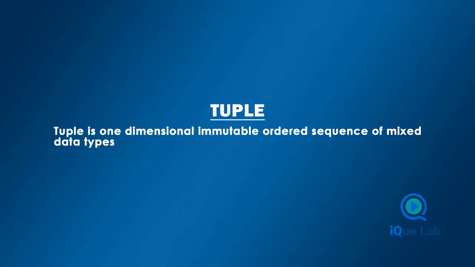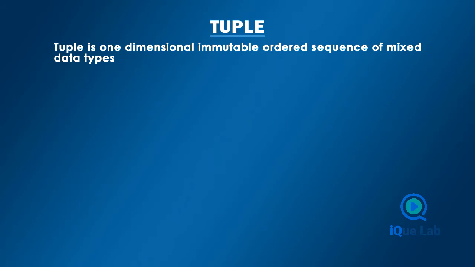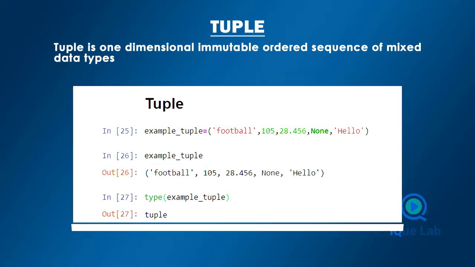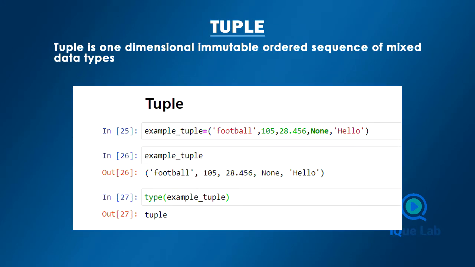Tuple is a one-dimensional immutable ordered sequence of mixed data types. Here immutable means that its contents and values cannot be changed or modified. The items in a tuple should be enclosed in round brackets. This is an example of creating a simple tuple. As we saw before in the list, there are multiple data types like integers, float, string and boolean values. You can check the type of the object using the type function, and you can see that it shows the output as tuple.